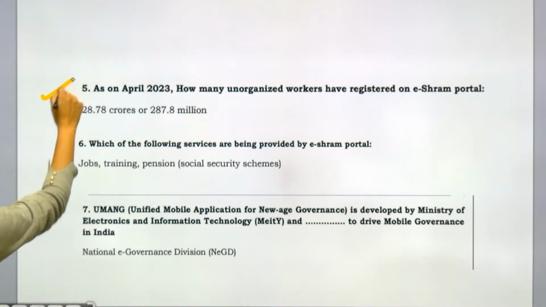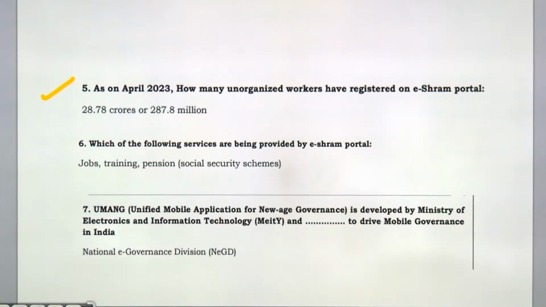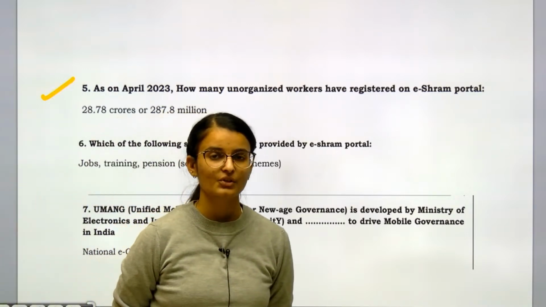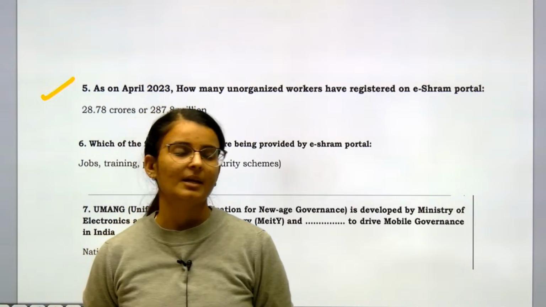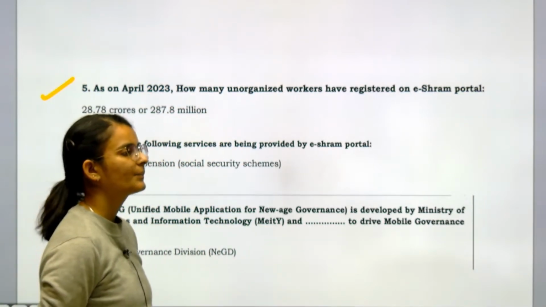This was also a question. As of April 2023, how many unorganized workers have registered on the eShram portal? Why this question? From labor industry. Okay. ESI.